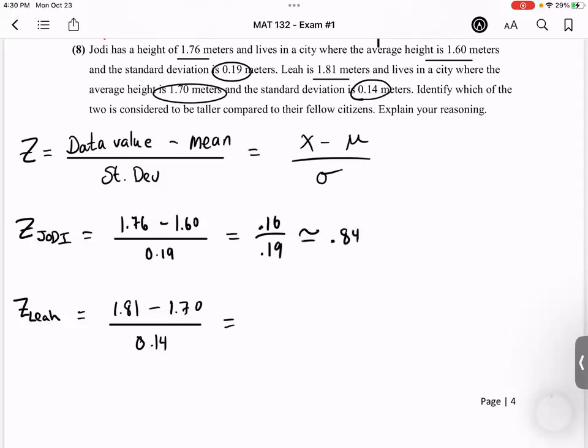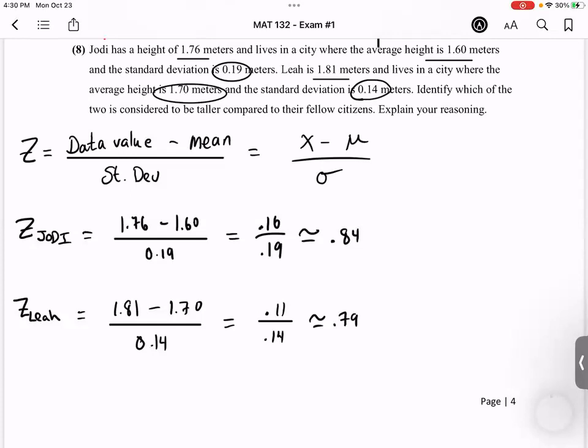Now for Leah, it's 1.81 minus 1.7, which is 0.11 divided by 0.14. So what's 0.11 divided by 0.14, rounded to 2 decimals? It should be 0.79. If we just do it in my calculator here, 0.11 divided by 0.14 is 0.785. So the 5 tells the 8 to become a 9.